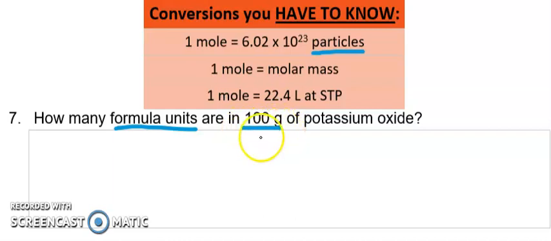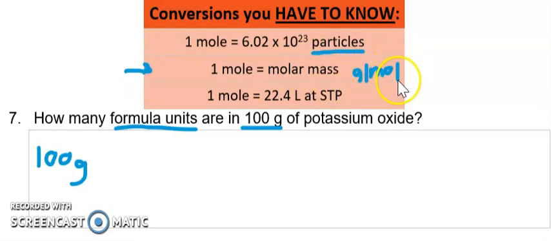So you start off with 100 grams of that. So you have to go from grams all the way to particles or formula units. But if you notice, there's no conversion that actually does that directly. So you're going to have to do more than one step here. So you're probably going to have to go from grams to moles, and the only way that you can do that is through the molar mass because of grams per mole here, unit of molar mass. You're probably going to have to use this one, and then you're probably going to have to use this conversion.